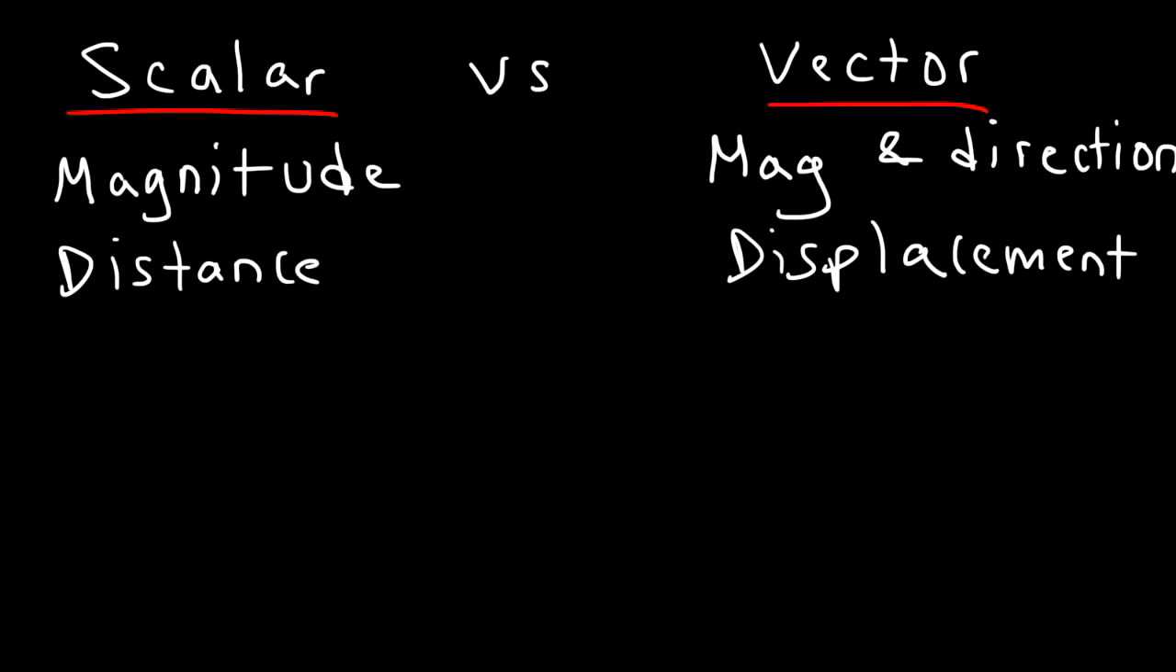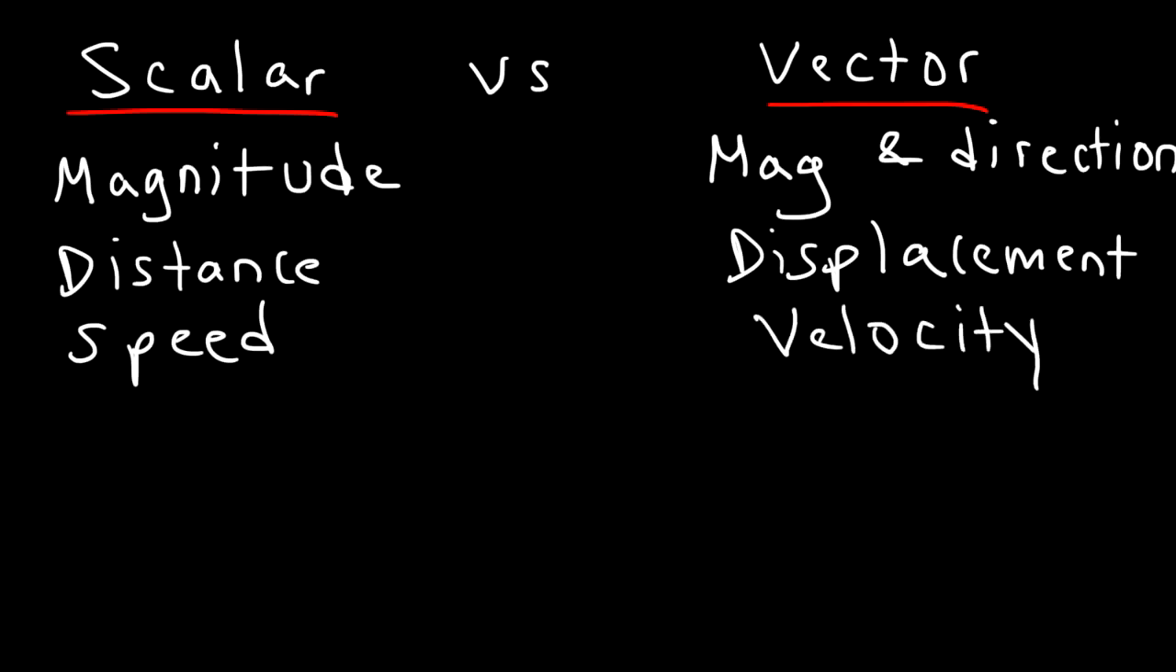Now, what about speed? Is speed a scalar quantity or a vector quantity? So let's say if a bus is traveling at 30 miles per hour. Is that a scalar quantity or is that a vector? Well, we don't have direction, so it's a scalar quantity. Now let's say if the car is moving at 40 miles per hour north. Now we have speed with direction. That is known as velocity. So velocity is a vector, but speed is a scalar quantity.